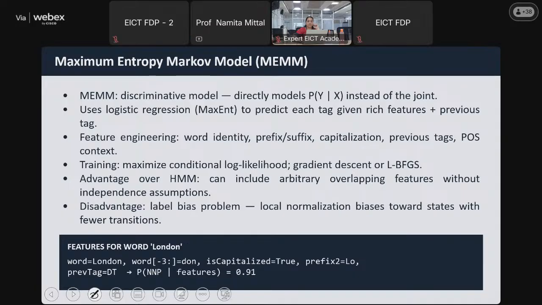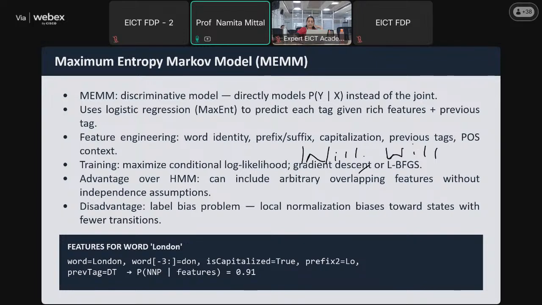It predicts each tag given rich features plus the previous tag. What was the previous tag we are retaining, and using the new features, how do we reach the new tag? Feature engineering is a term which covers the word identity, and whether a prefix or suffix is added or not. Capitalization in English matters: I've taken the example of Will, if you remember. Capital Will is a noun because it's the name of a person, while small will is different. So different things matter a lot.